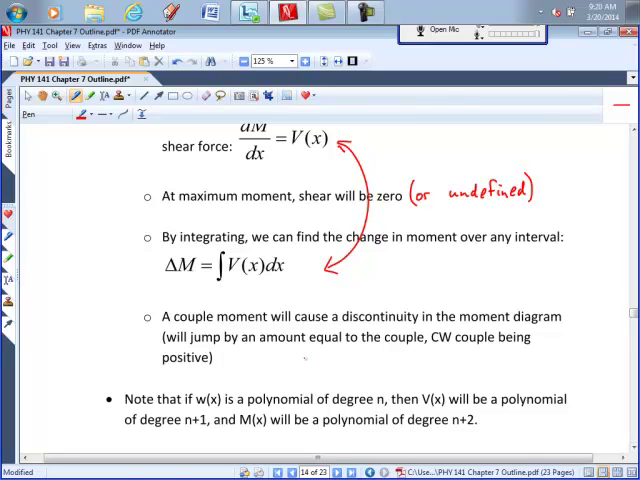Okay, and if we have a couple moment acting anywhere on the beam, then that's going to cause a discontinuity in the moment diagram, and it's going to jump by an amount equal to the couple, a clockwise couple being positive.